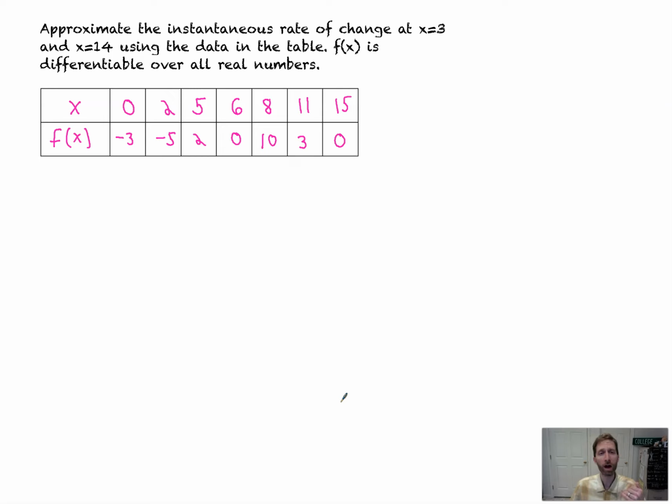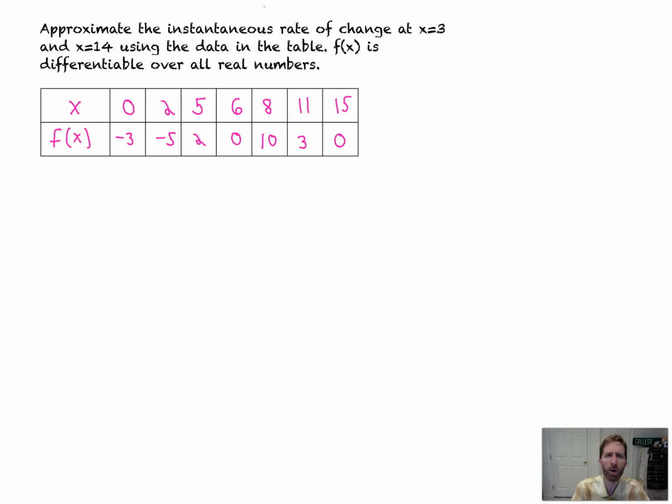This is all about approximating the instantaneous rate of change given a table of data, something that you need to be good at in virtually all calculus classes, but it's something that's hit hard in AB and BC Calc early on. So it says approximate the instantaneous rate of change of x at x equals 3 and x equals 14 using the data in the table. F of x is differentiable over all real numbers. That's important. So we're assuming that this function is smooth and continuous everywhere, which means we can find the average rate of change and the instantaneous rate of change at any point in time.